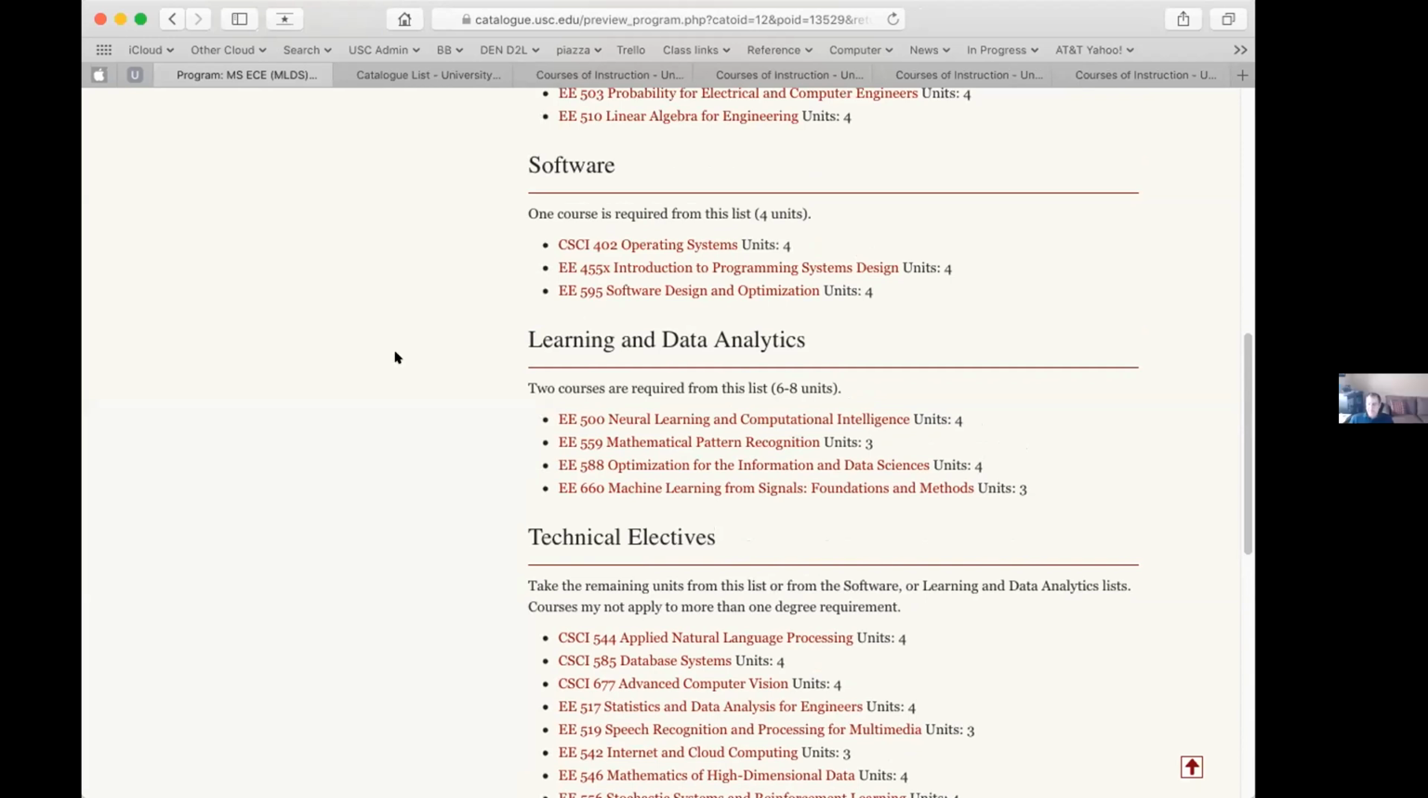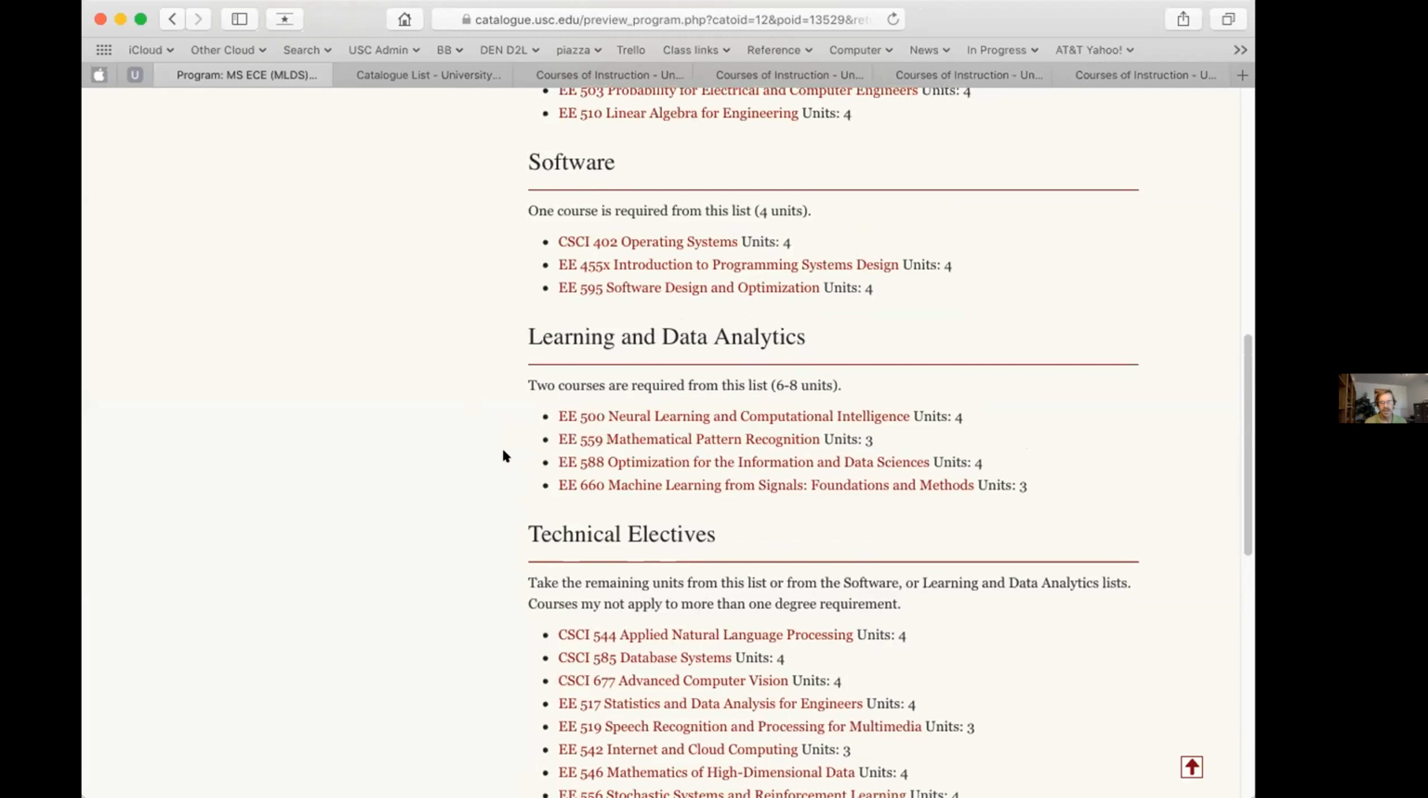Okay, so yeah, we think the software aspect is very important, and that was a good brief discussion of each of those. So next category is learning and data analytics. And so here we have 4 classes, which you can see are all very machine learning, data science oriented, and you're required to take at least 2 of those.